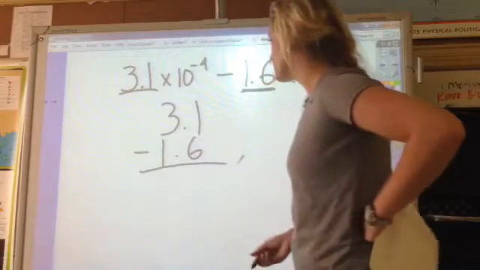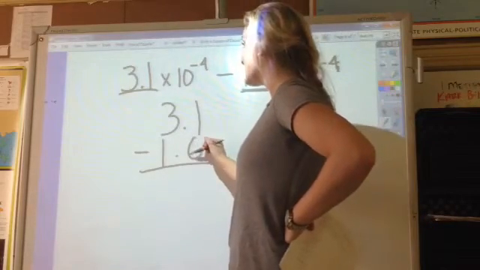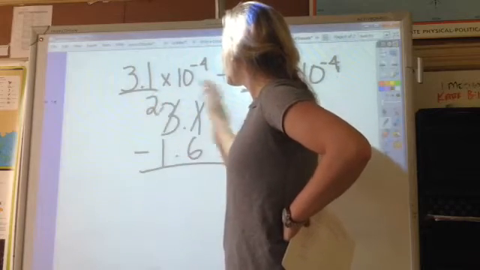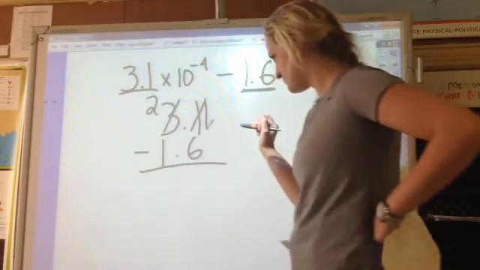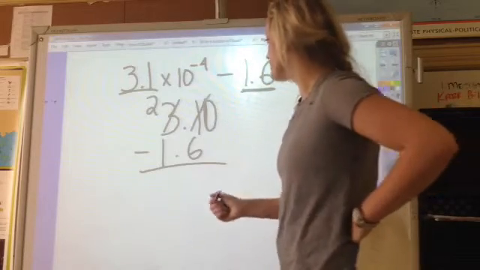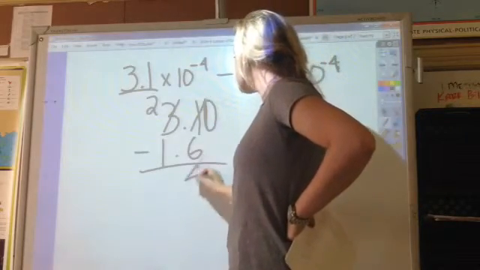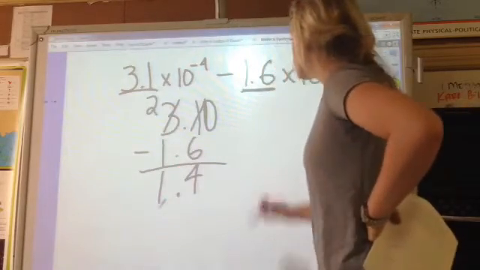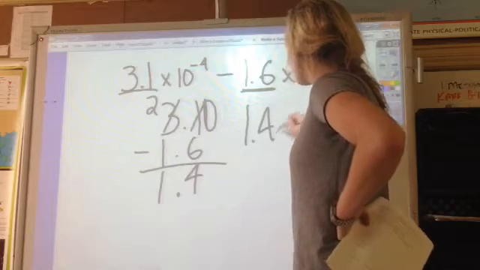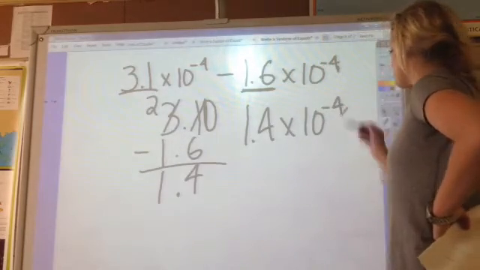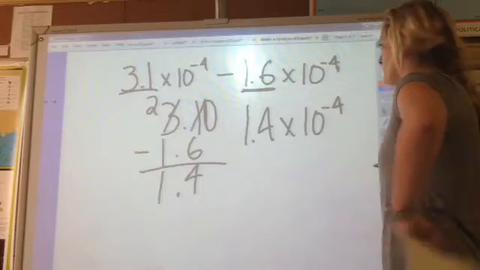Always line up your decimals. 6 cannot be subtracted from 1, so I'm going to cross that out, go next door and borrow, and turn this into a 10. Whew, long day. 10 minus 6 is going to leave me with 4. 2 minus 1 is going to leave me with 1. So my new coefficient is 1.4 times 10 to the negative fourth, because I always keep my exponent that's the same.